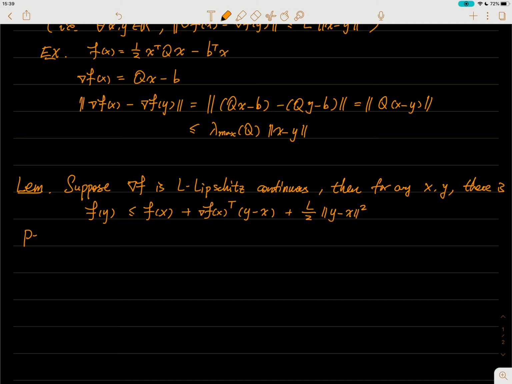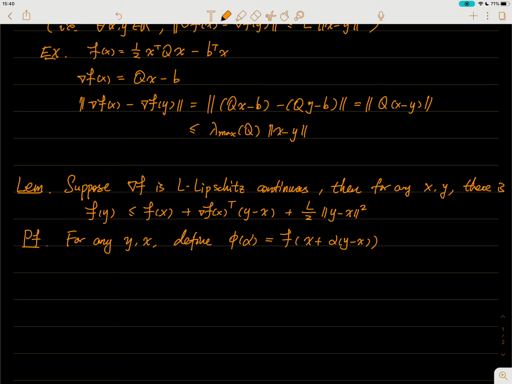Okay, so to prove this, I'm going to define, for any y and x, this is very similar to what we did before, a line search function. It's a function of alpha and defined as phi of alpha equals f of x plus alpha times y minus x. Okay, so alpha is just a scalar.